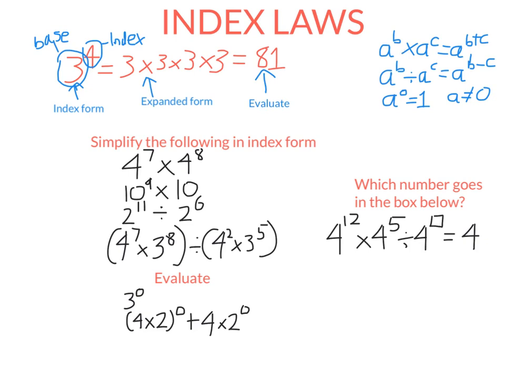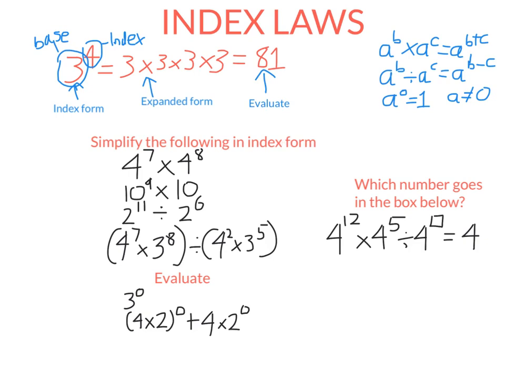These are the 3 index laws we went through. So it looks a bit algebraic and complicated, but don't worry, it's really simple. This first index law says if you multiply the bases, add the powers. If you divide the bases, subtract the powers. And the third one says anything that's not 0 raised to the power of 0 is equal to 1. Okay, let's look at some examples.